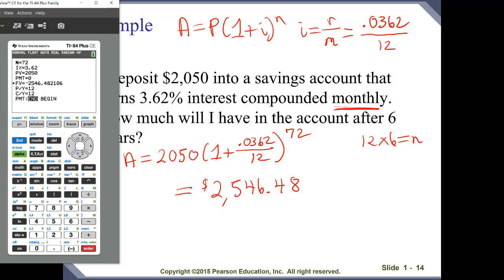I encourage you to play around with TVM Solver even if you're using the formula for your homework assignments, because again, as we move forward, it's going to be a lot easier if you use TVM Solver than if you use formulas for some of what we do later on in the course. For right now, I'm really just encouraging you to use it so you get more familiar and comfortable with it. Because the more you practice with it, the quicker it goes.